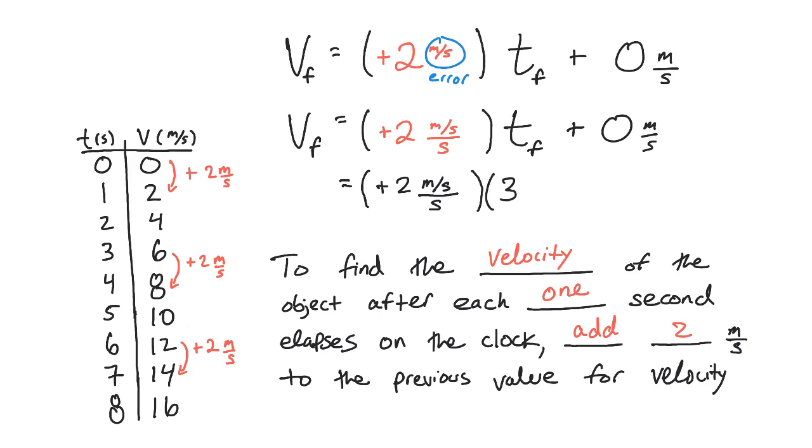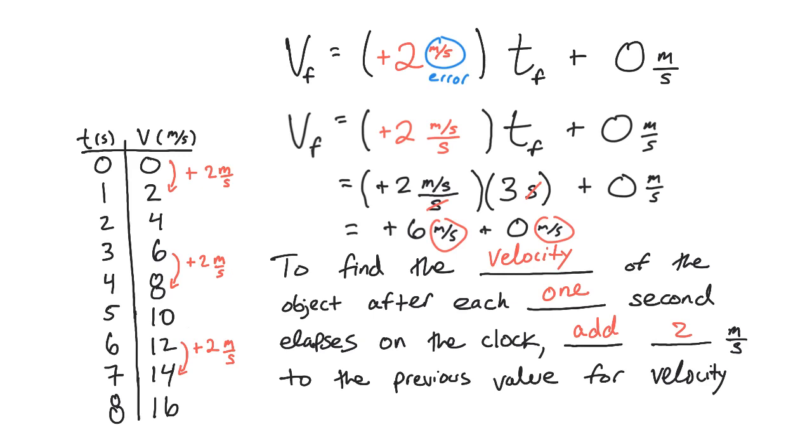And then multiplied by, I'm just going to pick a clock reading of 3 seconds to test the model and see if it works. And notice what happens. The seconds here in the clock reading cancel out with the seconds in the denominator there, and we're left with something that makes sense mathematically. We have positive 6 meters per second, plus 0 meters per second. Notice how we are adding apples to apples, if you will, right? These units match those units when doing addition, and everything looks good.